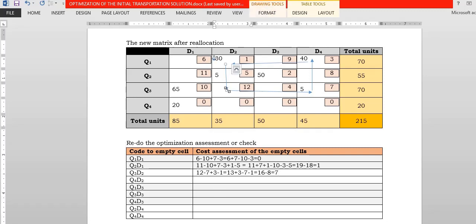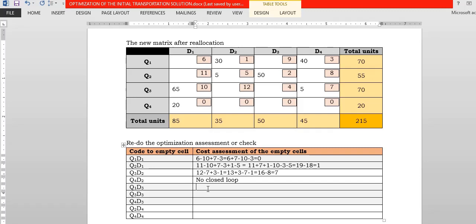Now next we have Q4 D2. Again, we need to check if this has a closed loop. Unfortunately for this, there is no closed loop. Q4 D2, no closed loop. It's not possible. So we jump that one. Go to the third column.